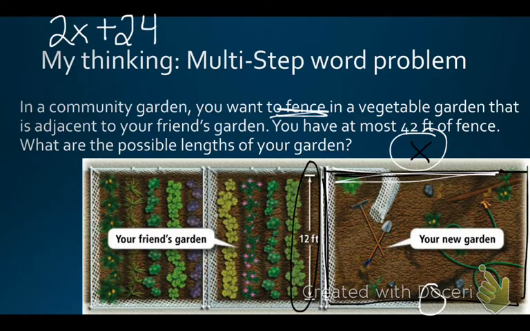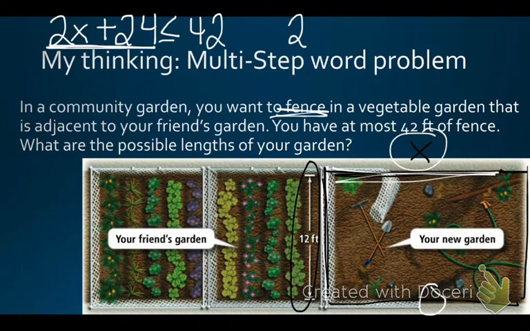And I know that that cannot be greater than 42. So this is like the fencing for my garden, and it must be less than or equal to 42 feet, because I have at most 42 feet. I can't have it be greater than 42 because I don't have more than 42 feet. I have 42 feet or less. All right? From there, solve that inequality.